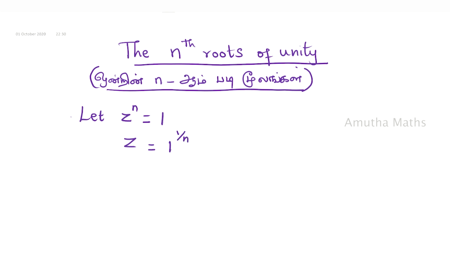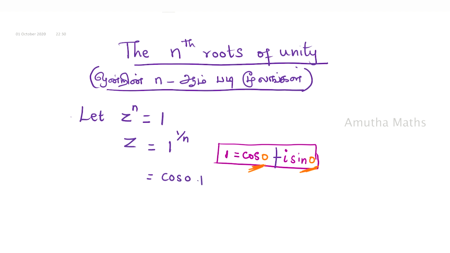Right? Now I am going to write this 1 in the polar form. So 1 எப்படி polar form எழுதலாம்? See, listen carefully. So 1 can be written as cos 0 plus i sin 0. What is the value of cos 0? That is 1. What is the value of sin 0? That is 0. So 1 can be written as cos 0 plus i sin 0, the whole power 1 by n.